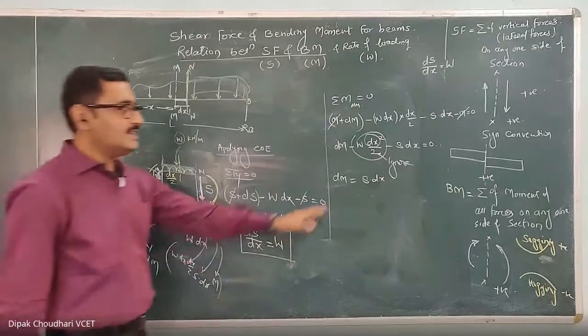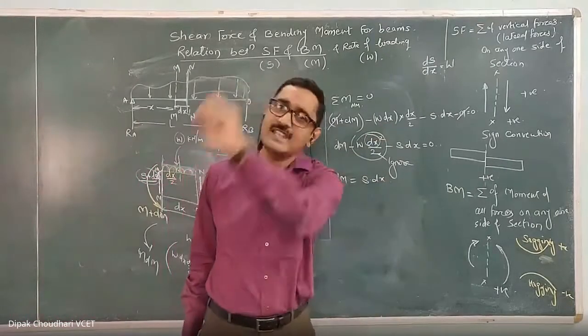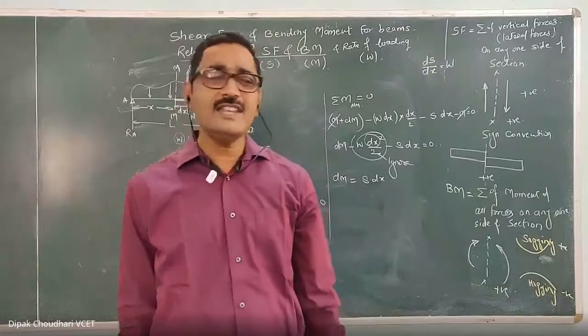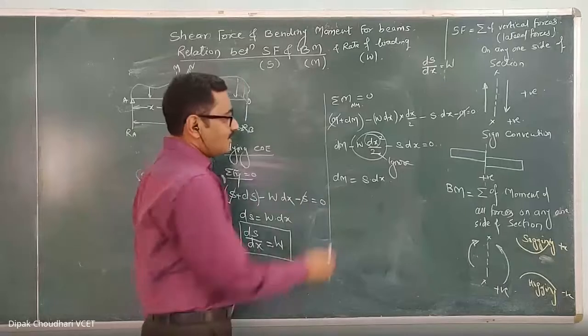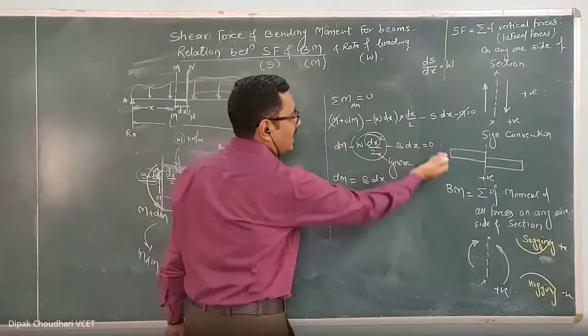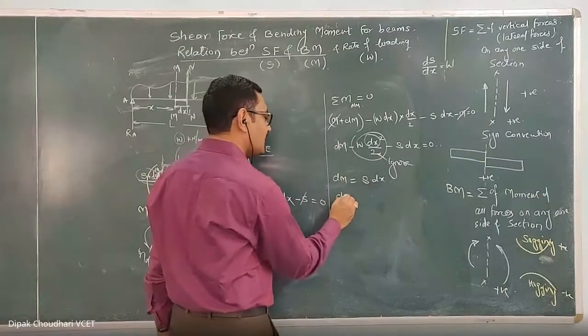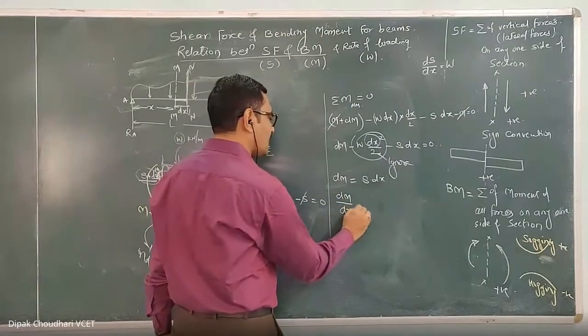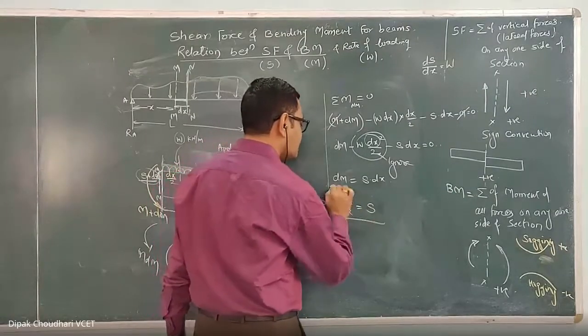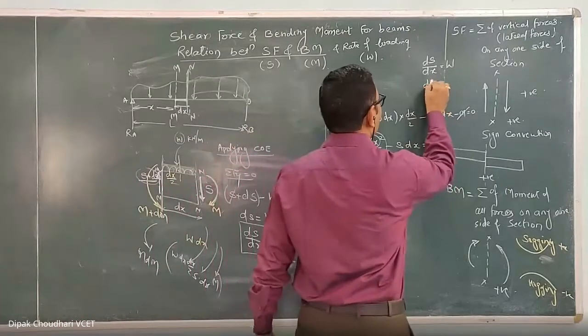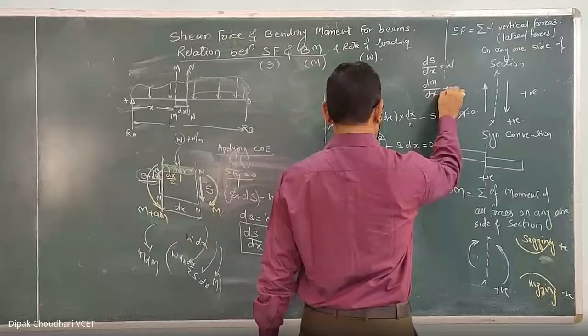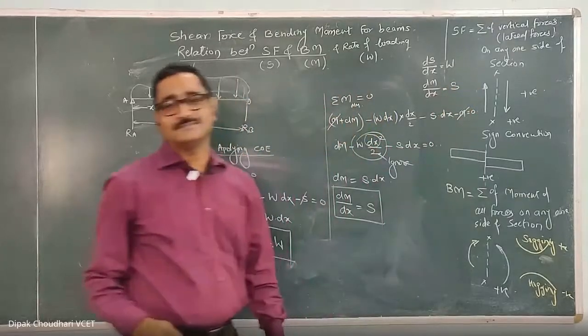Why are we ignoring this? Because the dx squared term is very, very small, so we can ignore it. Now, if we ignore this, we get dM equal to S into dx, and from this I can write dM by dx equal to S. This is the relation between the shear force and bending moment.